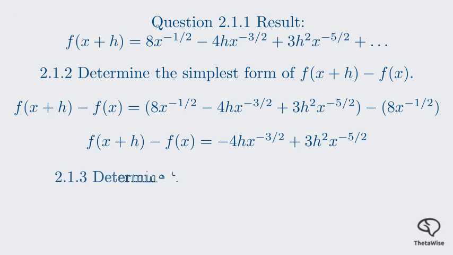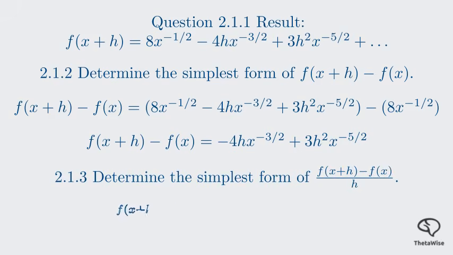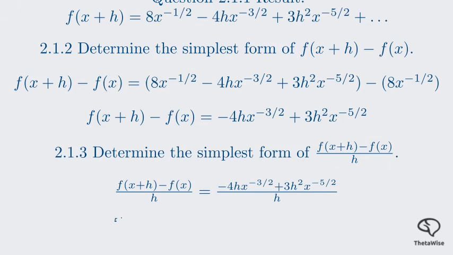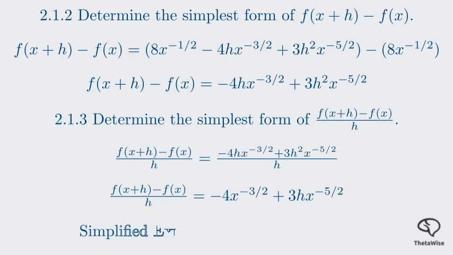Next, in part 2.1.3, we need to divide the previous result by h. We take the expression from part 2.1.2 and divide each term by h. In the first term, the h in the numerator and denominator cancel out. In the second term, h squared divided by h leaves us with h. So the simplified expression is negative 4x to the negative 3 halves, plus 3hx to the negative 5 halves.